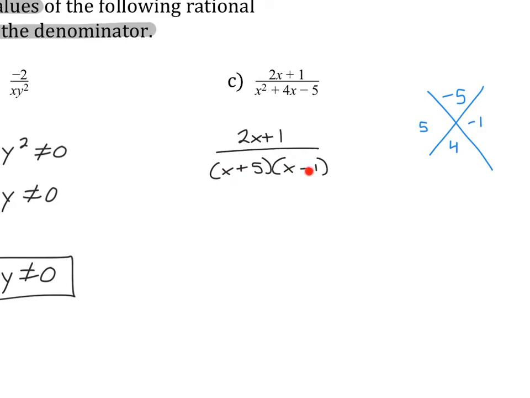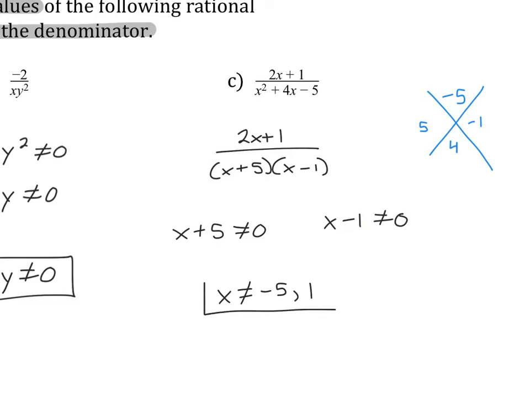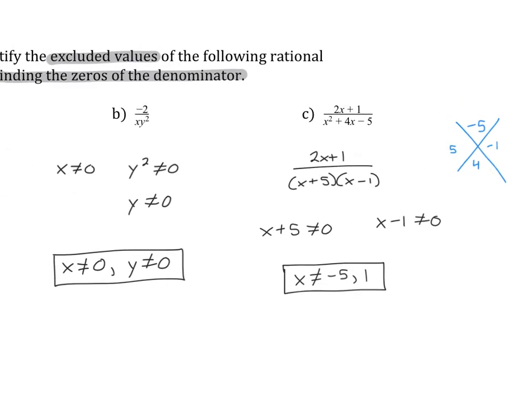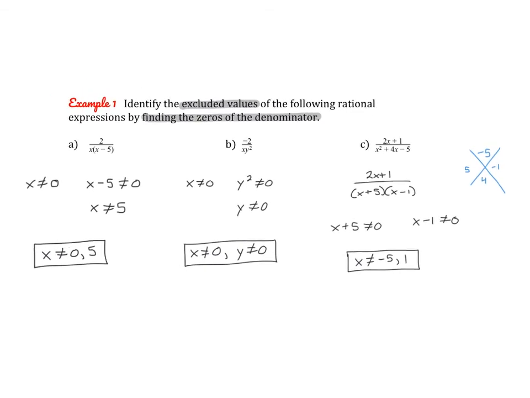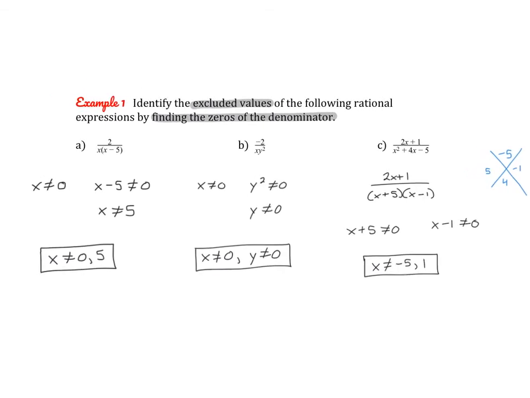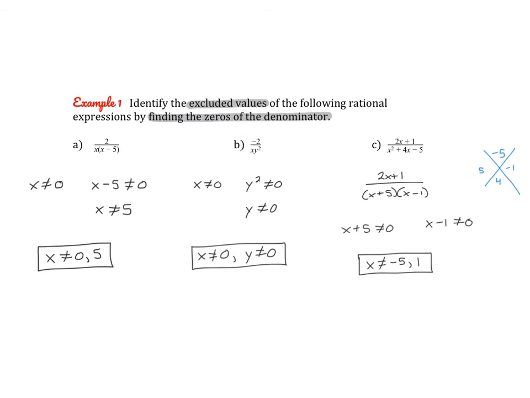Here we're going to take each factor separately and say that it cannot equal 0. x plus 5 cannot equal 0, and x minus 1 cannot equal 0. This gives us that x cannot equal negative 5, and this tells us that x cannot equal 1. So those are our two restrictions. If your denominator is not already factored, you may need to do that first. But this is going to be the first step that we take with pretty much any problem where we're simplifying a rational expression.